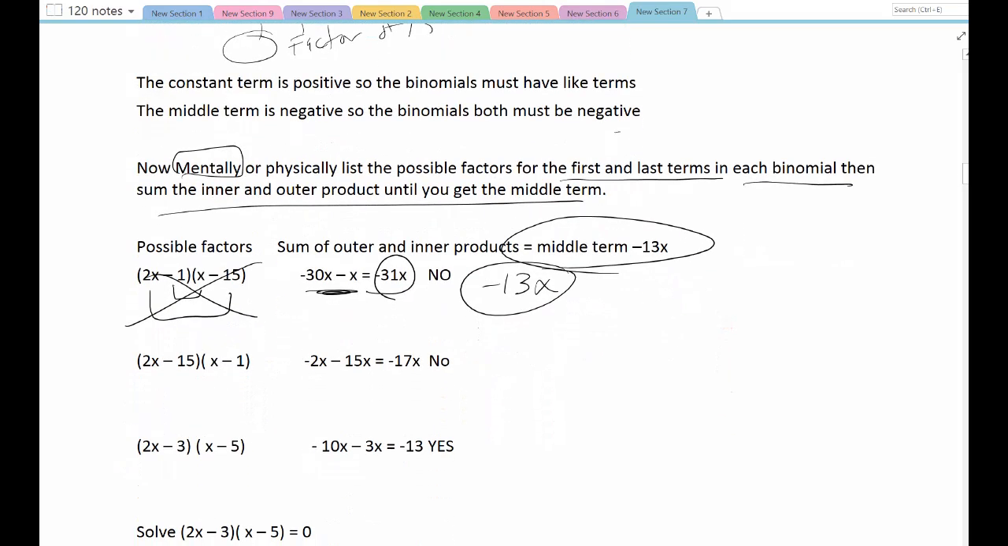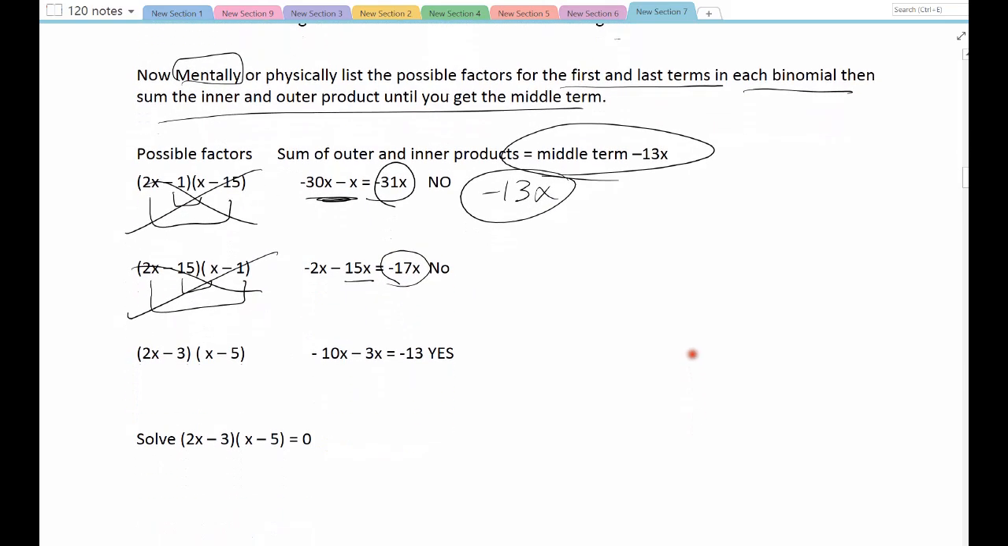Then I split it up. Well, 15, what if I flipped it around? Put the 15 with the 2 and put the 1 with the x term. Check my middle term: this term would give me my negative 15, and this term would give me my negative 2. That gives me negative 17, which again is still not what I want, so that's wrong.